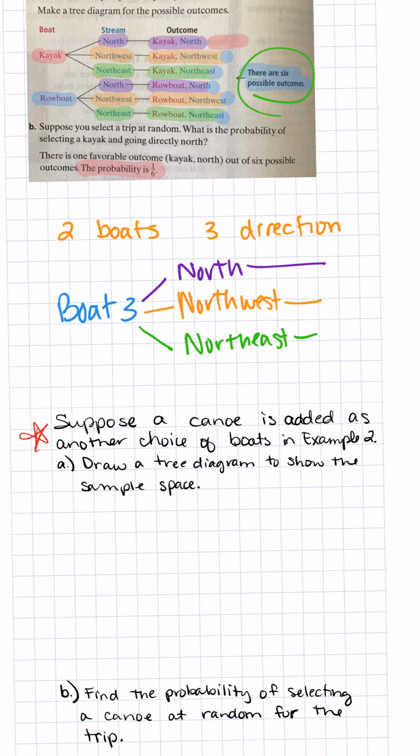Oh, and look, it says to draw the sample space. So that's right here. So there were 6 options before. We're adding 3 to it. 9. So now there are 9 possible outcomes.